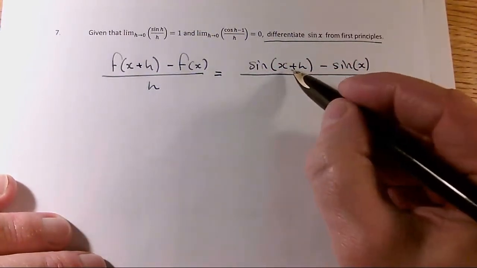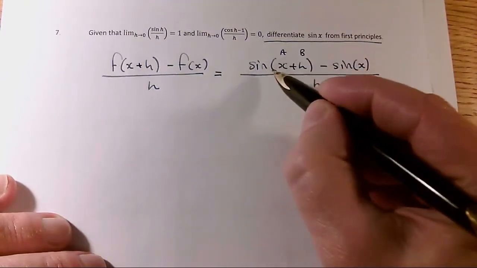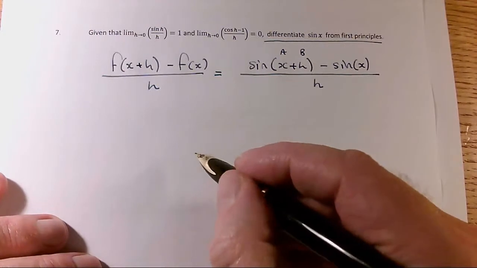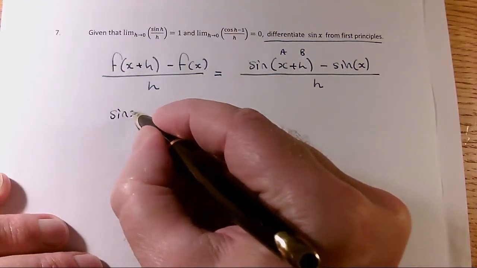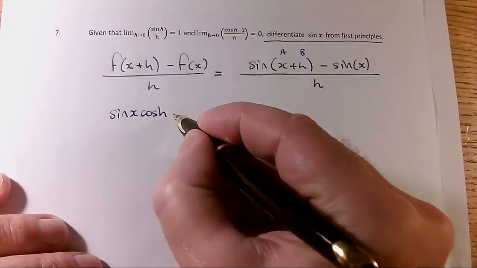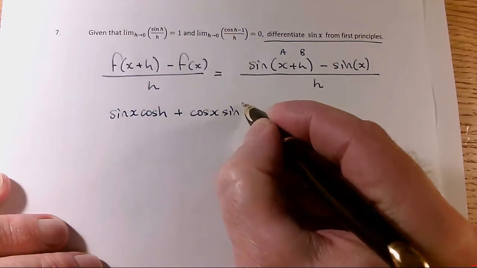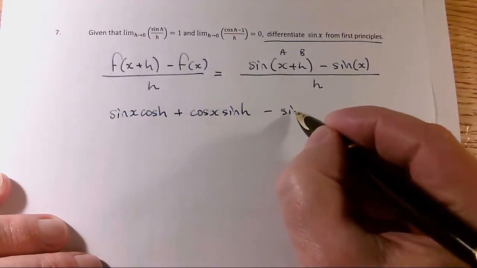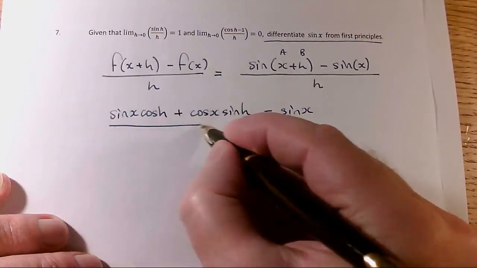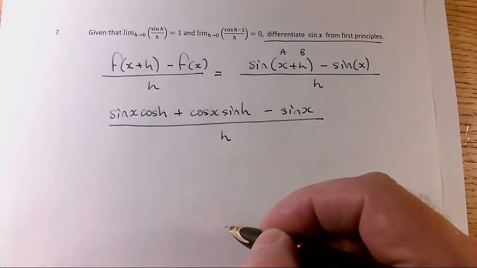And this is an angle plus another angle, so I've got an a plus b, and sine of a plus b is sine a cos b plus cos a sine b. So I'm going to get sine of x times cos of h plus cos of x times sine of h. Okay, and then I'm just doing minus sine x, and this is all over h. And I want to do the limit of this as h tends to 0.